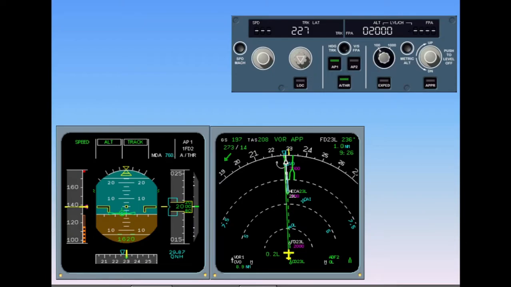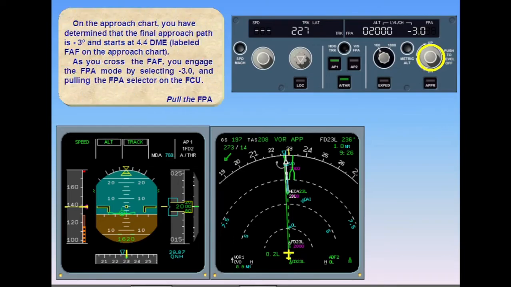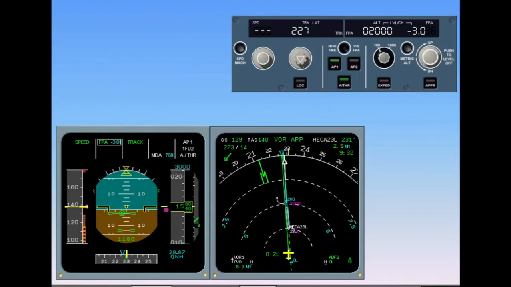As you cross the FAF, you engage the FPA mode by selecting minus 3.0 and by pulling the FPA selector on the flight control unit. Pull the FPA. The FMA displays FPA minus 3.0 degrees, indicating that the autopilot will descend on a minus 3 degree descent path.